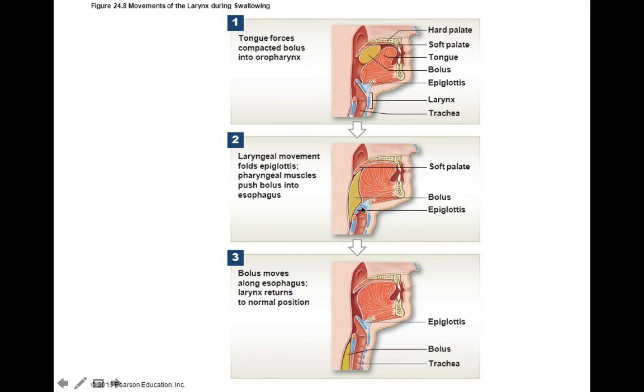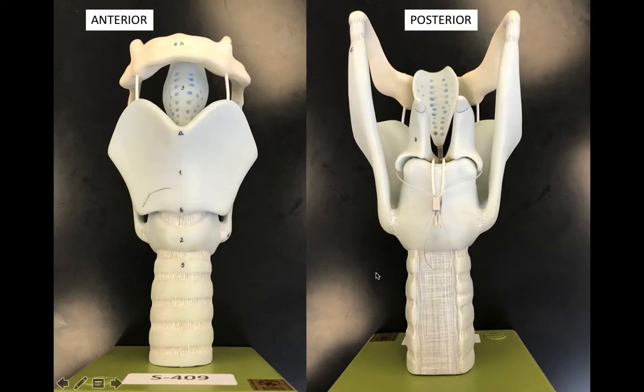Obviously, sometimes this epiglottis doesn't work quite right, and we say the food went down the wrong tube, and we choke. The epiglottis is called the guardian to our airway because it is protecting our airway from food and drink. I think that's it for this slide.